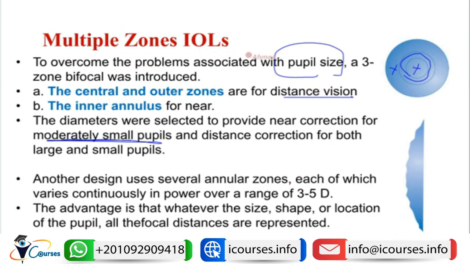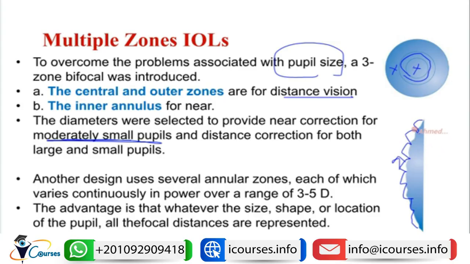Another design for the multiple zone intraocular lens will not divide the lens into three zones, but into several zones. As you can see here, there will be different zones, and these different zones will vary in power over a range of about 3 to 5 diopters. So there will be a change in the power zone from the center to the periphery, as you can see here.